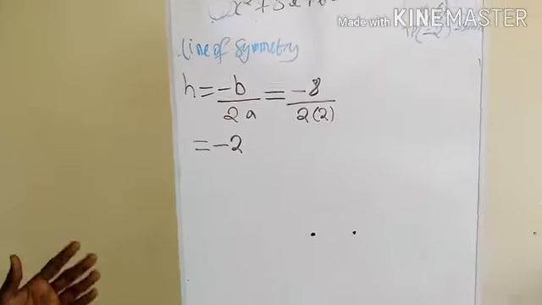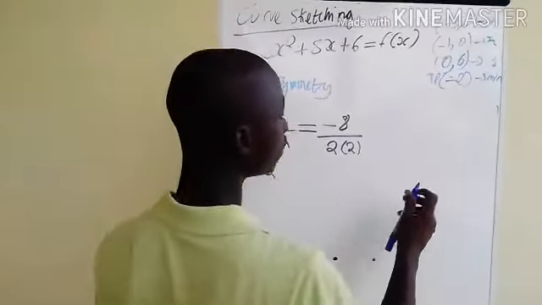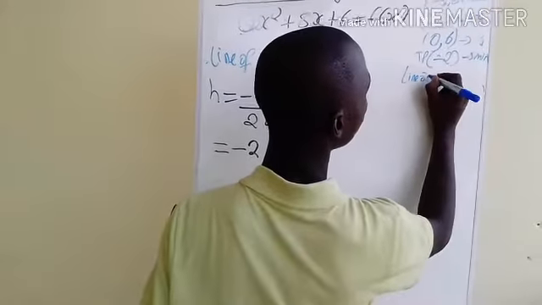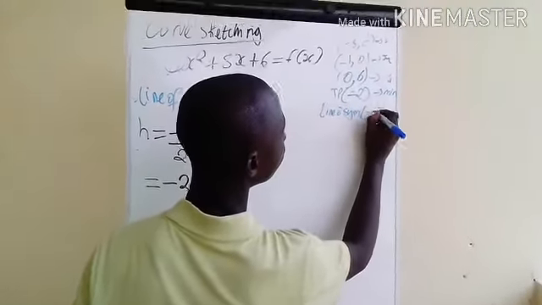Now we are ready to plot the graph. But first of all, let me put this value in: the line of symmetry. Make sure it's negative 2.